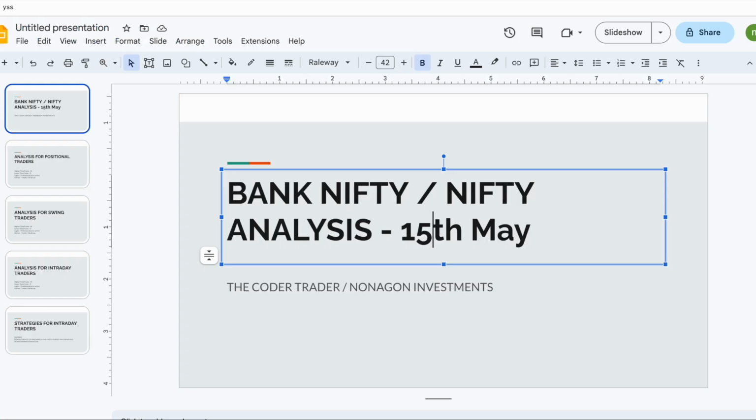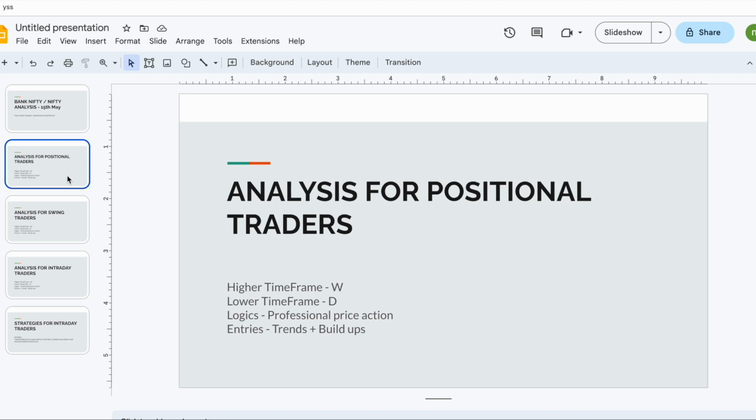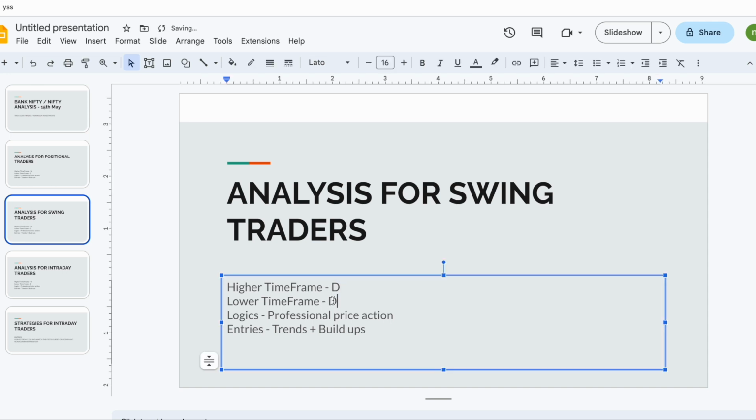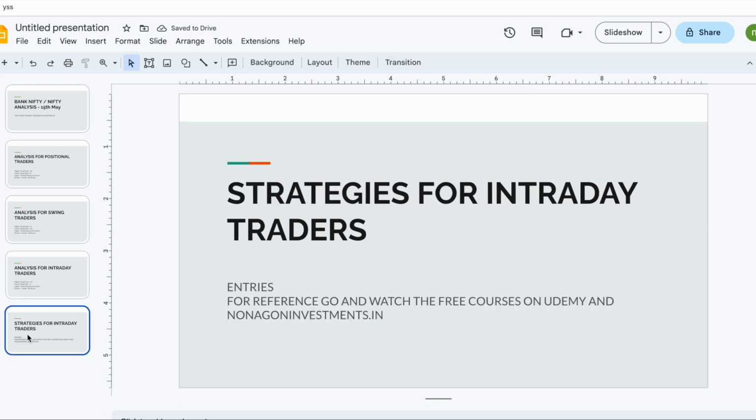Now, if you look at the slide over here, analysis for positional traders: higher time frame is weekly, lower time frame is daily, logics are professional price action, entries, trends plus build-ups. Same for swing trading: higher time frame is weekly and daily, and the lower time frame is 1 hour. For intraday, the higher time frame should be 15 minutes and the lower time frame should be 5 minutes. The strategies that we're going to discuss for intraday traders are with reference to the courses that we have already published on Udemy and nonagoninvestments.in.